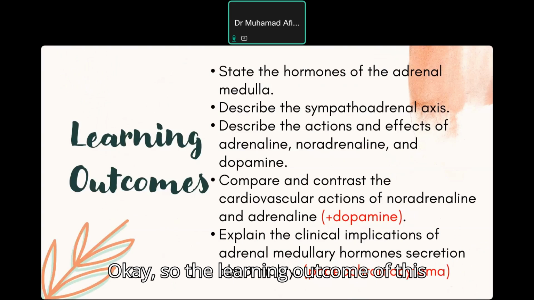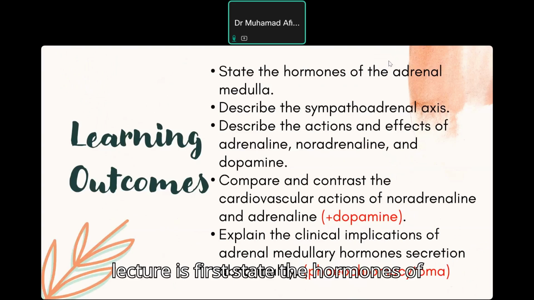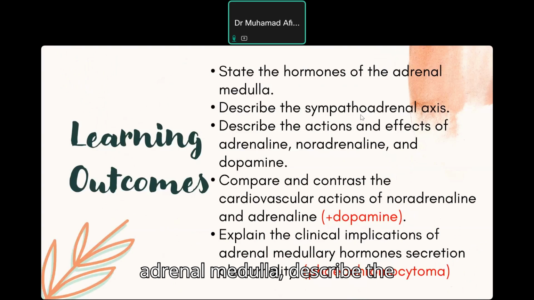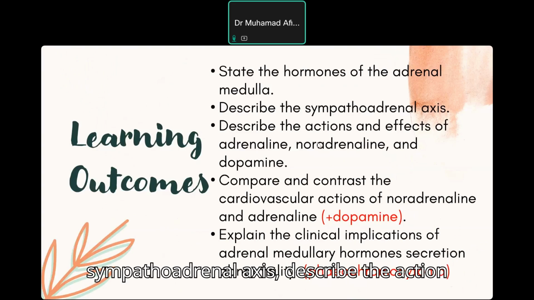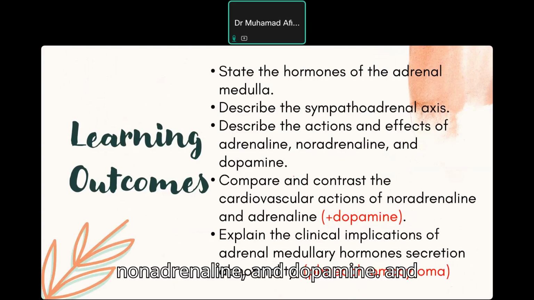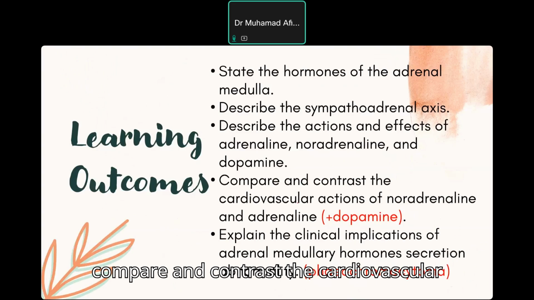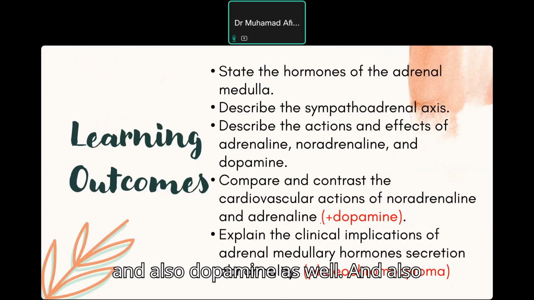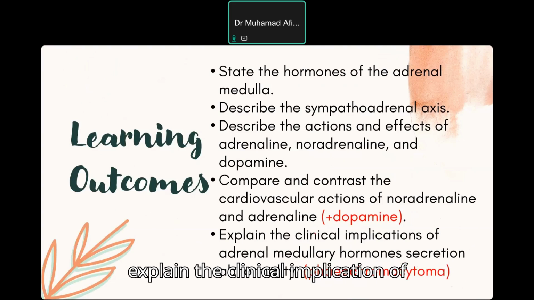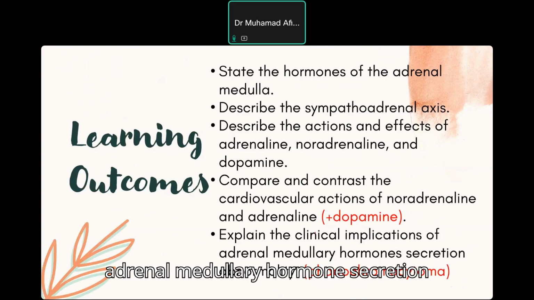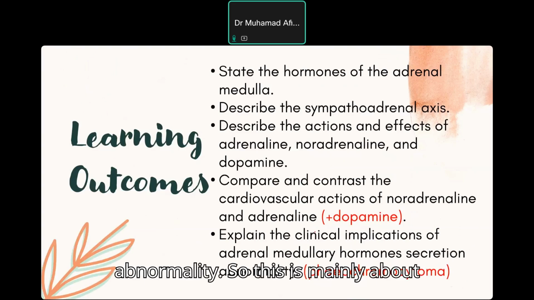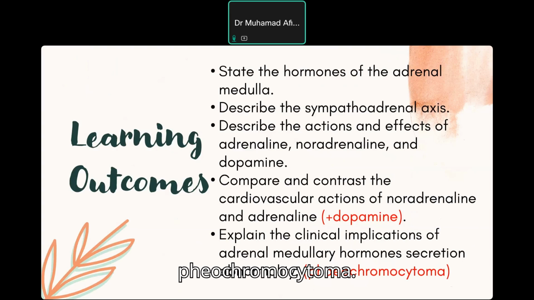The learning outcomes of this lecture are: first, state the hormones of the adrenal medulla; describe the sympathoadrenal axis; describe the action and the effect of adrenaline, noradrenaline, and dopamine; and compare and contrast the cardiovascular actions of adrenaline and noradrenaline, and also dopamine as well. Also, explain the clinical implication of adrenal medullary hormone secretion abnormality. So this is mainly about pheochromocytoma.